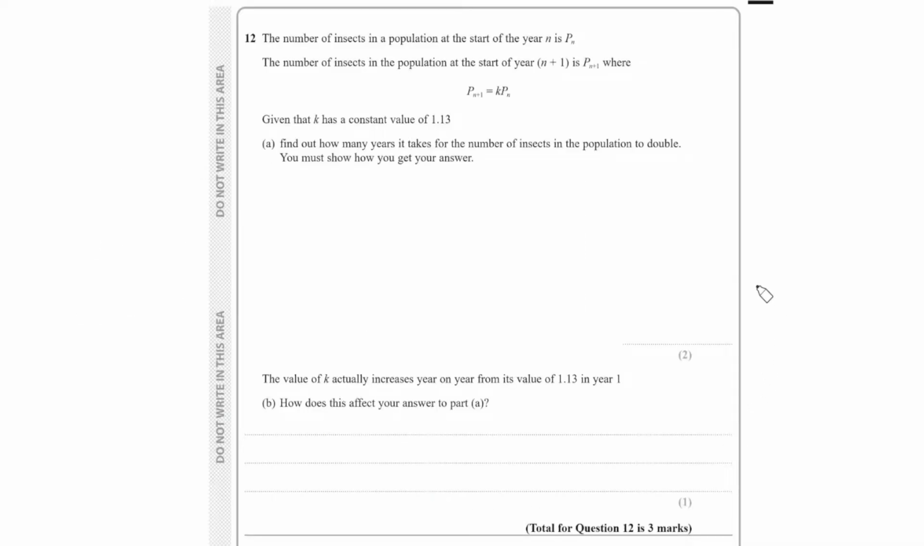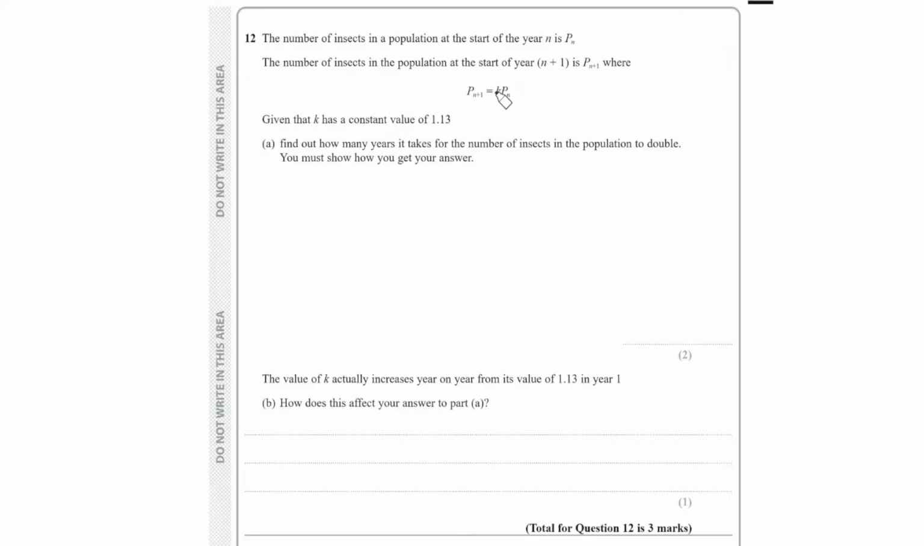So question 12, the number of insects in a population at the start of the year n is basically represented by Pn. The number of insects in the population at the start of the year n+1, so the next year, is represented by Pn+1. And then they've given you this formula. So what that means is, to find out how many insects there are next year, I need to take this year's population and multiply it by whatever k is. Now they've said here that k is the constant value of 1.13.